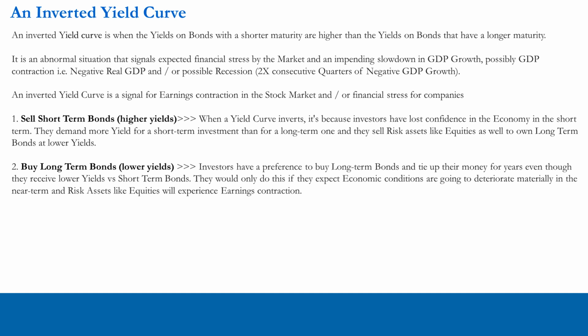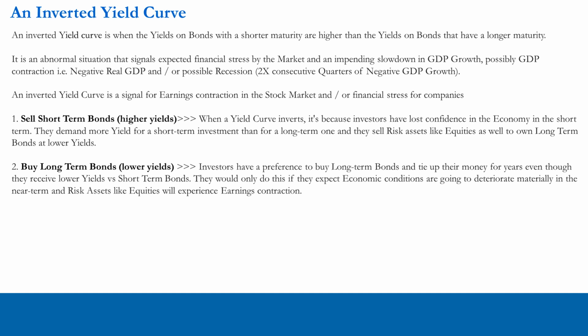So an inverted yield curve historically is a signal. It's a warning sign that the market is expecting potential economic slowdown, potential financial markets collapse from earnings contraction. So we can obviously, again, use this information as a potential leading indicator to risk assets, i.e. the stock market.